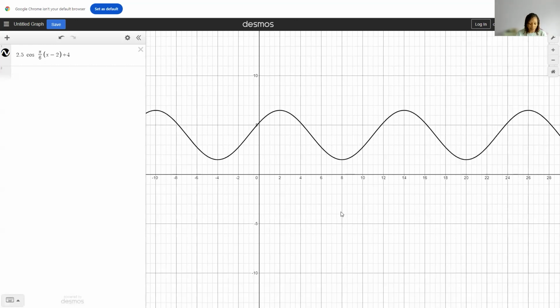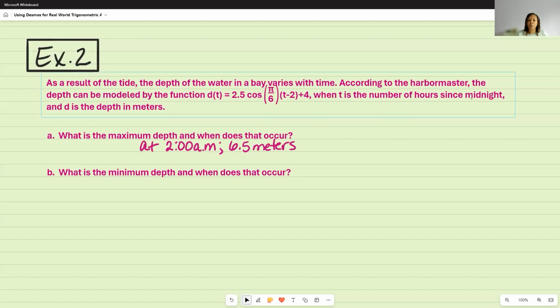My question asked me what was the maximum depth and at what time. And it was talking about from midnight. So midnight is going to start at 0. So the maximum was here. And so at 2 a.m., it's going to be 6.5. All right. So we were talking about since midnight, and then it says the depth is in meters. So that's why I wrote it that way.